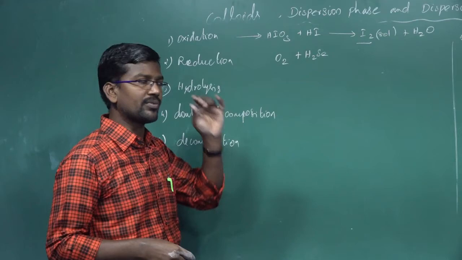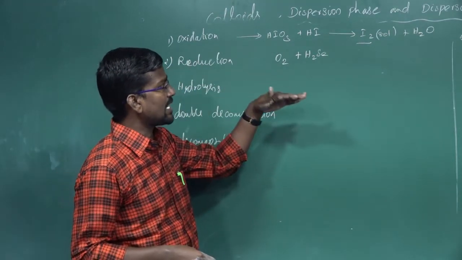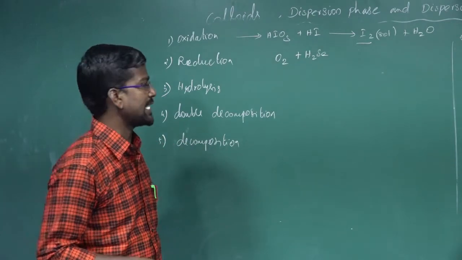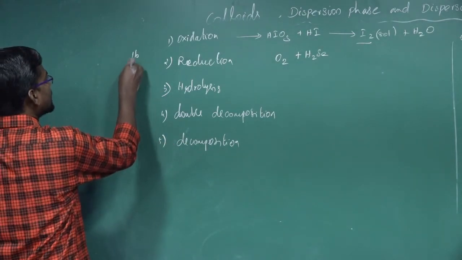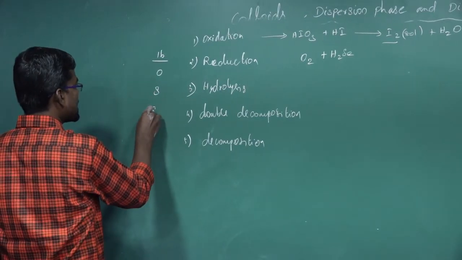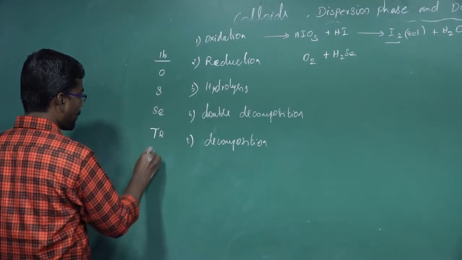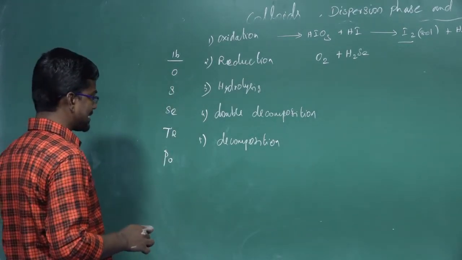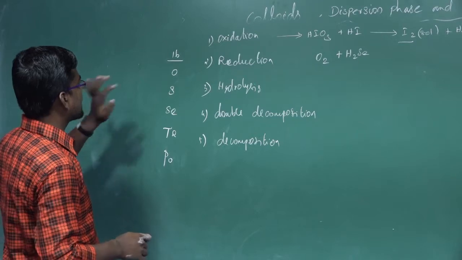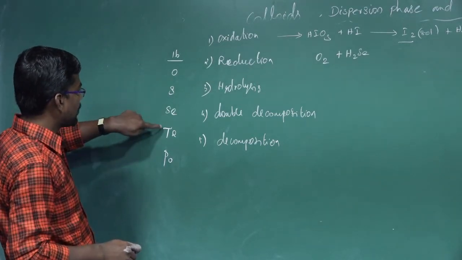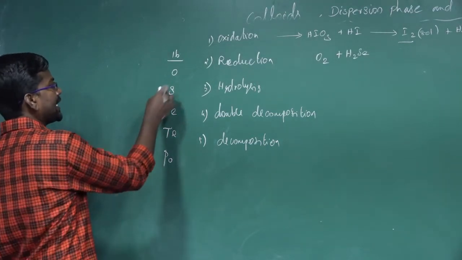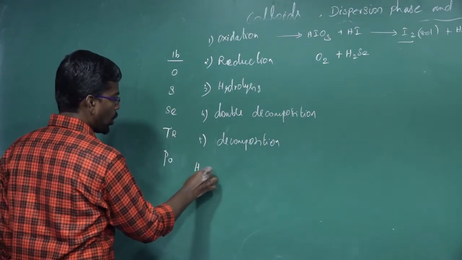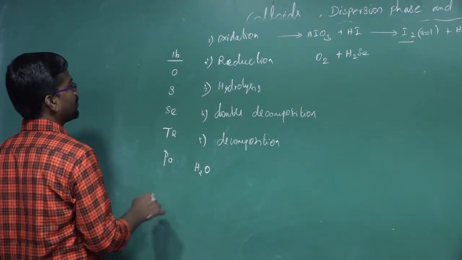Hydrogen can combine with the 16th group elements: oxygen, sulfur, selenium, tellurium, polonium. Polonium is a radioactive element. Of the first four elements, oxygen exists as a gas, while sulfur, selenium and tellurium are solids. Oxygen can combine with hydrogen to form water, H2O, otherwise called hydrogen oxide.